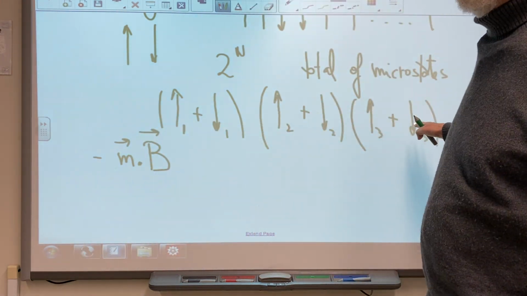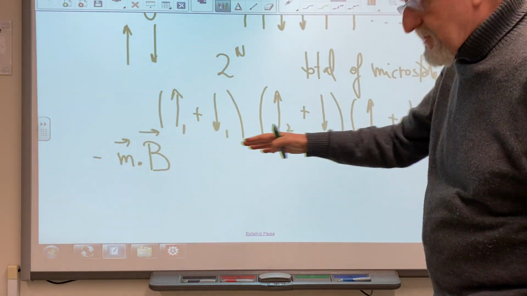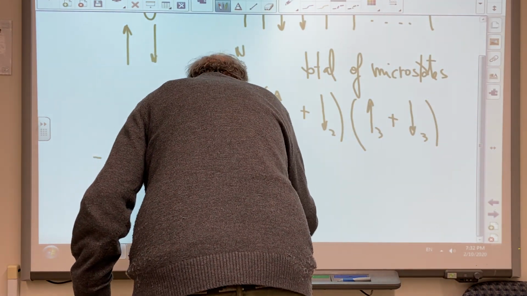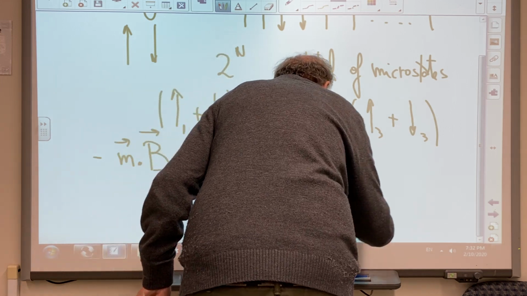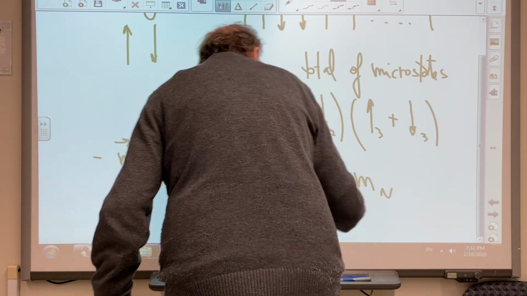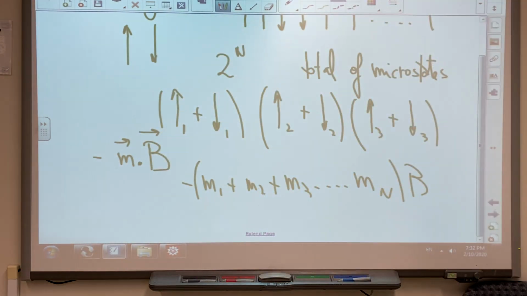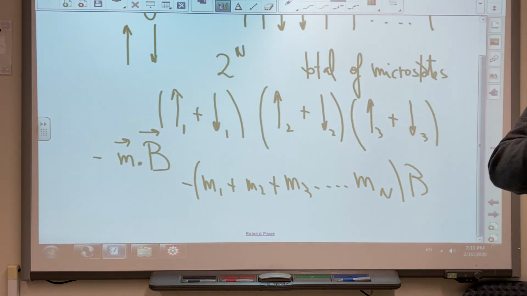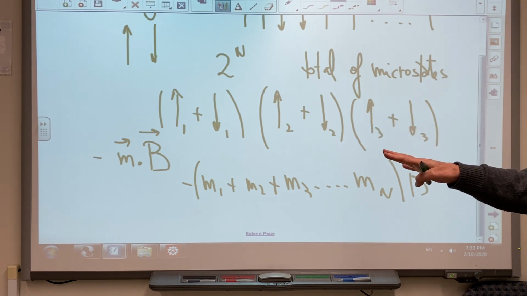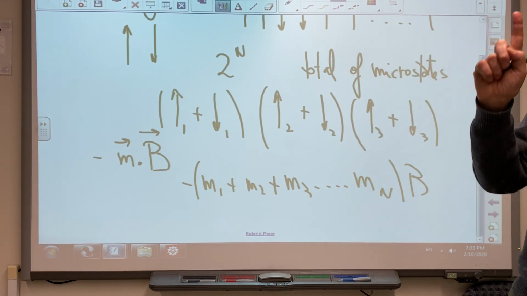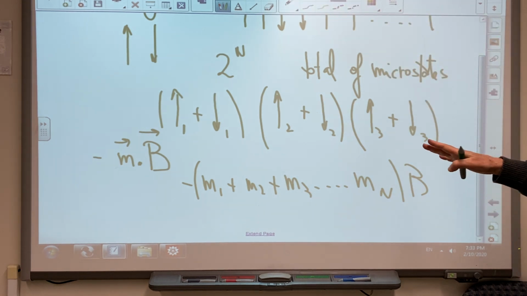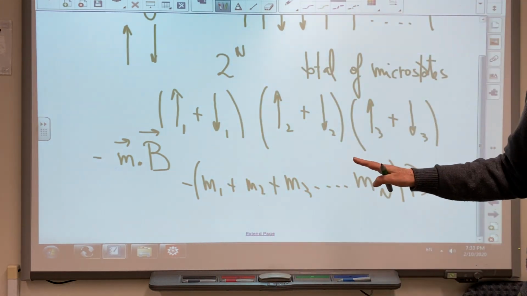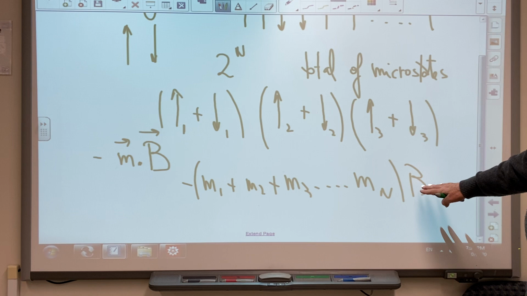But since all these spins do not interact, the energy of the whole state will be minus (m1 plus m2 plus m3, etc., plus mn) B. Okay? Because the total energy is the energy of each of the spins. There is no interaction. These are non-interacting spins. The only energy they have is the energy of interaction with an external field. If I put B equal to 0, again, all the 2 to the n states have exactly the same energy, because all have energy 0.